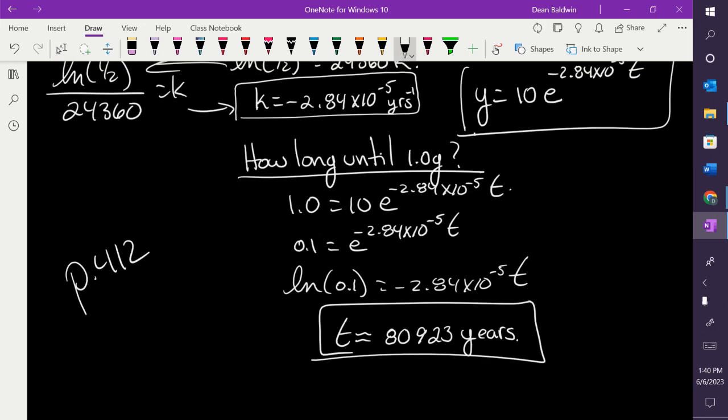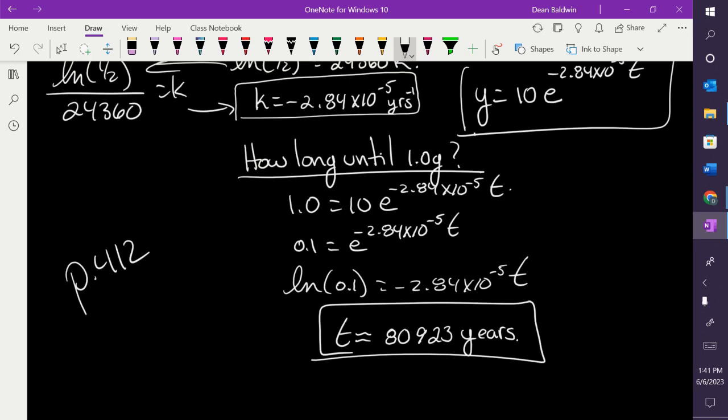I got 80, but it depends on where you round, so it's fine as long as you're close, right? Because the difference between 79,000 years and 80,000 years is irrelevant, basically. I got 80-ish thousand years, 81,000 years, whatever. When you're talking about this amount of time, it's not that big of a deal. I put 8079. That's perfect.